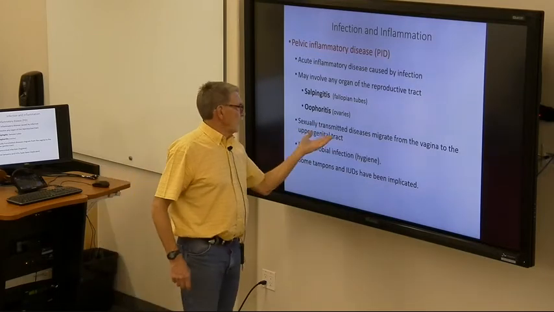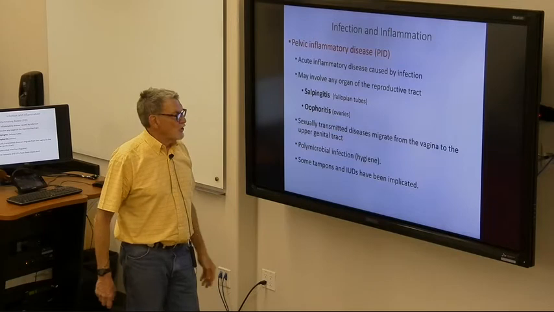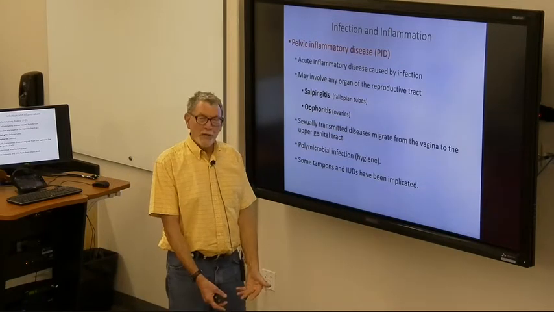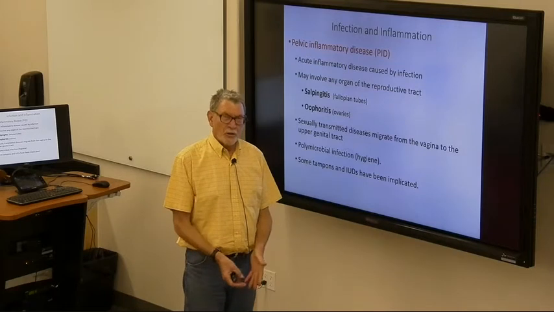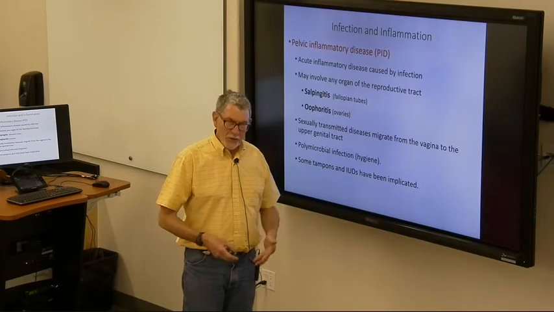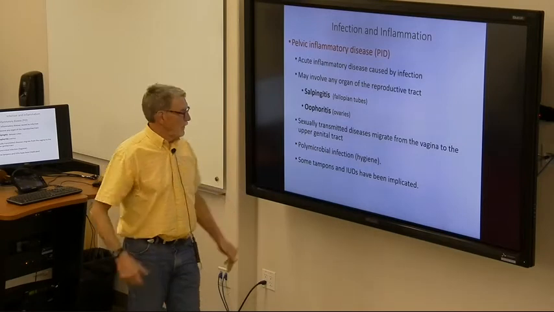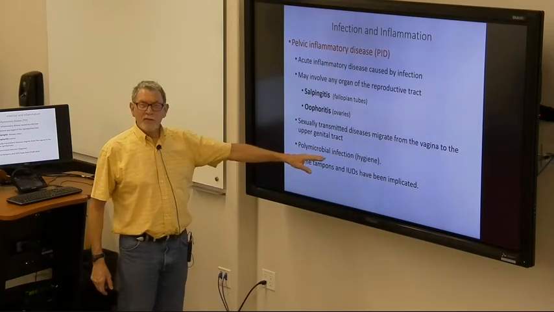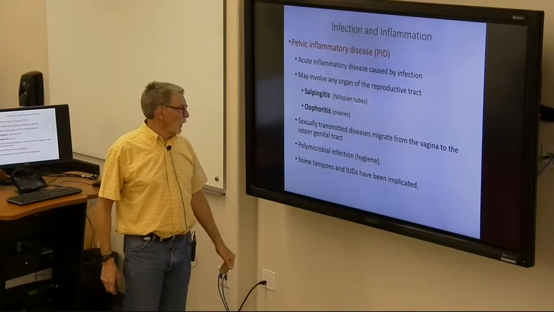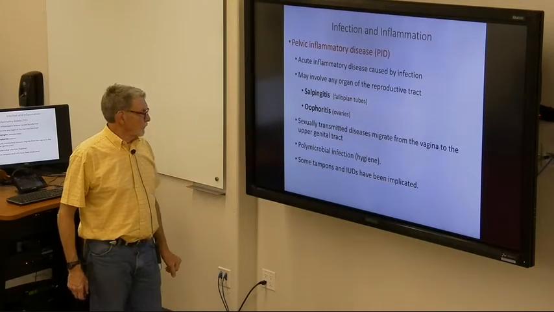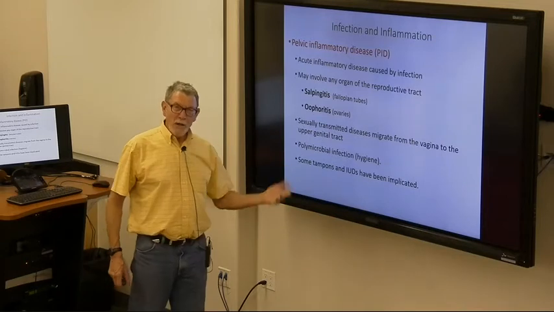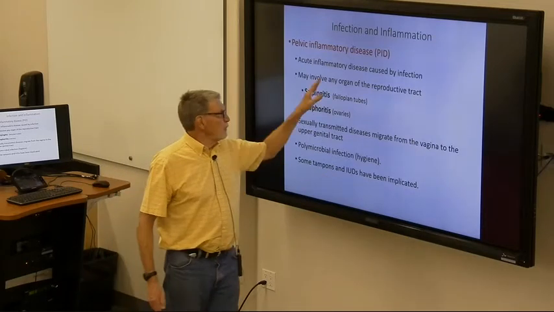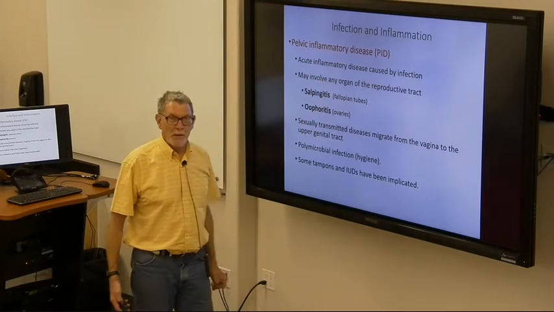STDs, or sexually transmitted infections, may move from the external genitalia or vagina into the uterus and up the fallopian tubes. A variety of infections are possible. And the use of tampons, which doesn't allow as much of a free flow, has sometimes been implicated in pelvic inflammatory disease.